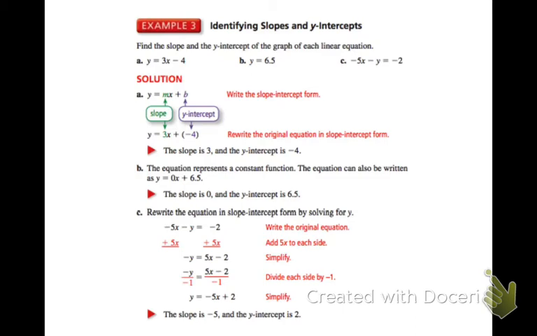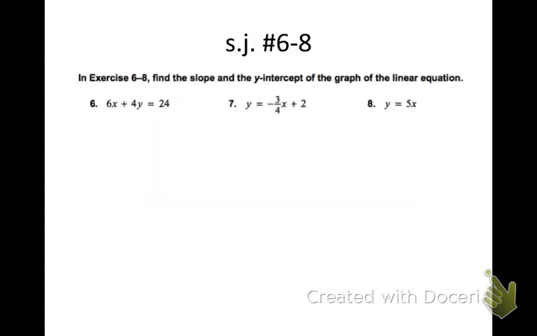And then in C, we need to rearrange this equation so that we are solving for y and putting it in slope-intercept form. So we would add 5x to both sides, but they are not like terms. So negative y is equal to 5x minus 2. Then we're dividing both sides by negative 1 to get y is equal to negative 5x plus 2. And so we have a slope of negative 5 and a y-intercept of 2, and now it's our turn.